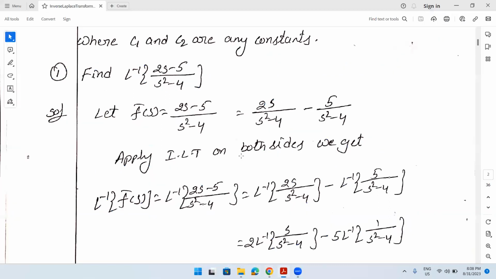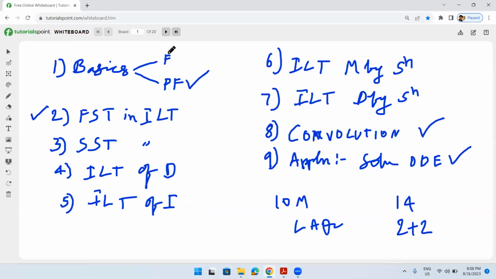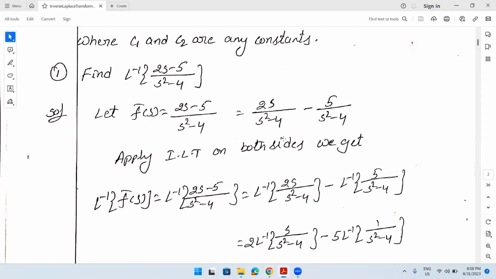So now let us move to the basic problems. In this video, we shall learn only the basic problems using the formula. Partial fraction I'll explain separately in a different video, and we shall see the basic problems using basic formulas. Let us see this.